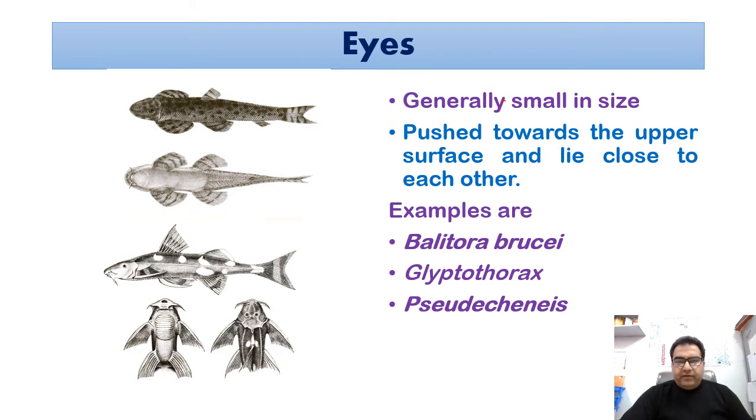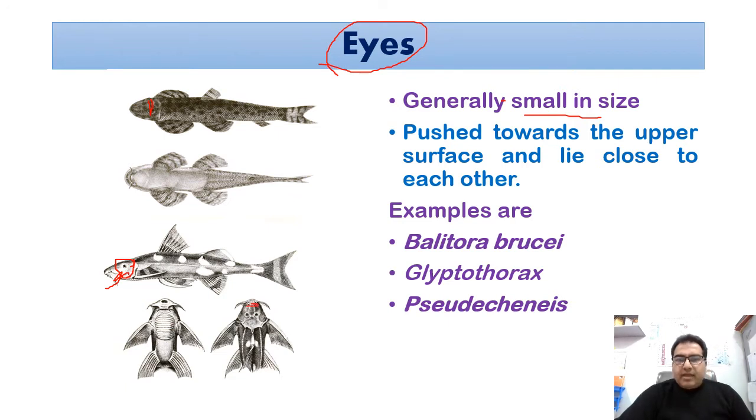So secondly, if we talk about the eyes, they are generally small in size. And what we see is that, being smaller in size, they are pushed upward. That is, they are moved toward the upper part, so that the eyes become closer to one another.